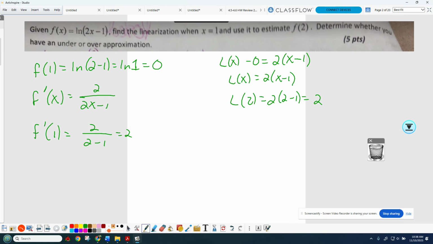So to find the tangent line, I need a coordinate and a slope, okay? What's the function at, where did it request? At x equals 1. Natural log of 1, you need to know is 0. If you don't know it's 0, I will take off points.